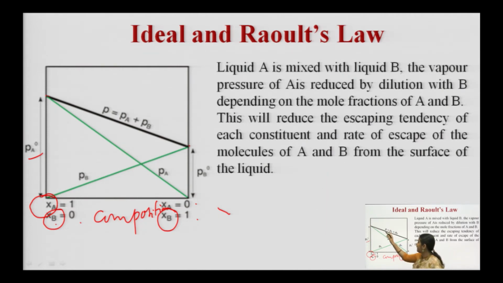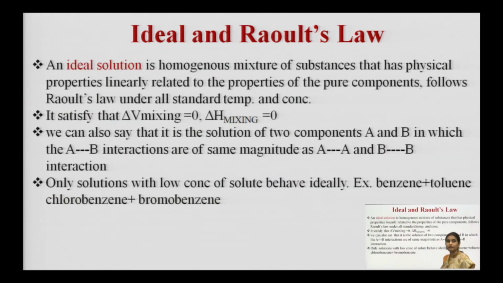So, here we can write that this represents the partial pressure of A, and this represents the partial pressure of B. So, the total vapor pressure is equal to P A plus P B. And this Raoult's law is applicable only for ideal solutions. So, first we will see what we understand by an ideal solution.